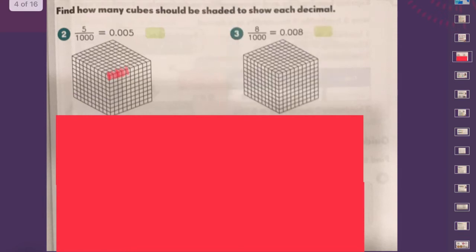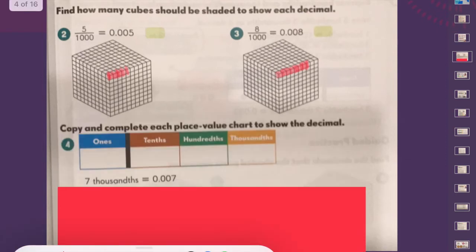And if we wanted to show the decimal 8 thousandths, we would need to shade 1, 2, 3, 4, 5, 6, 7, 8. 8 thousandths. That's what 8 thousandths would look like. And now let's write these on a place value chart.